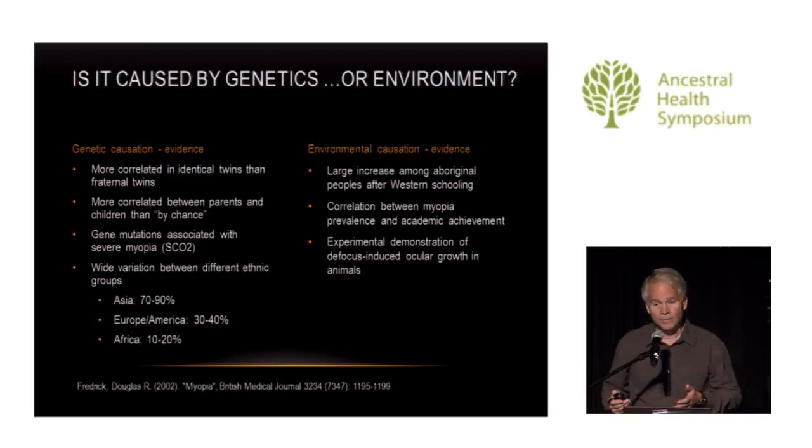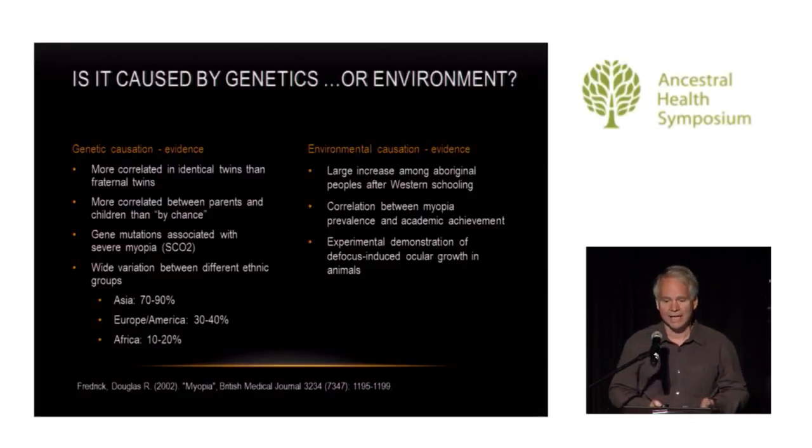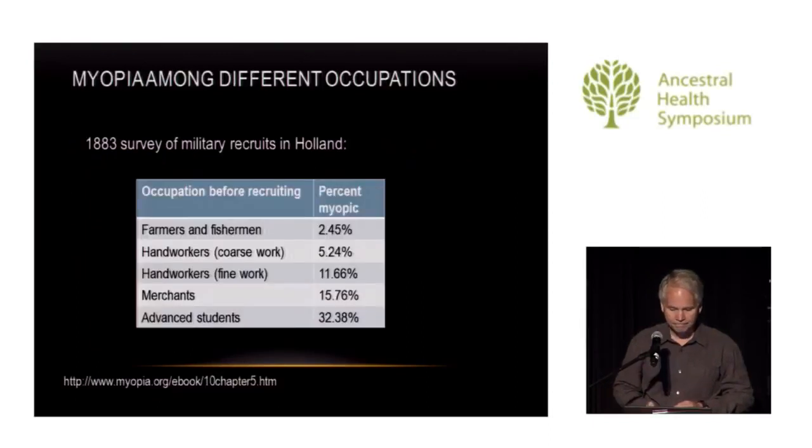On the other side, there's a lot of environmental factors. So for example, there's been a large increase among Aboriginal peoples, for example, Eskimos, once they were introduced to Western schooling. There's a correlation between achievement level in school or academic level and myopia, and there's some experimental demonstrations that defocus generated by close work is a cause of myopia, and we'll be getting into that in some detail.